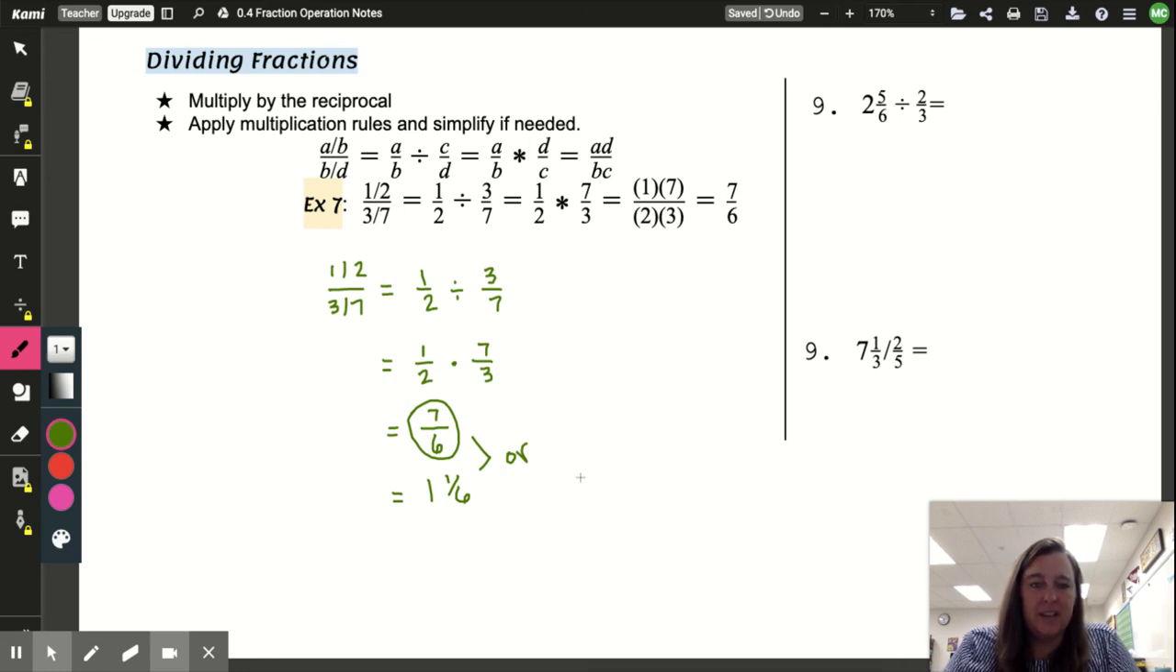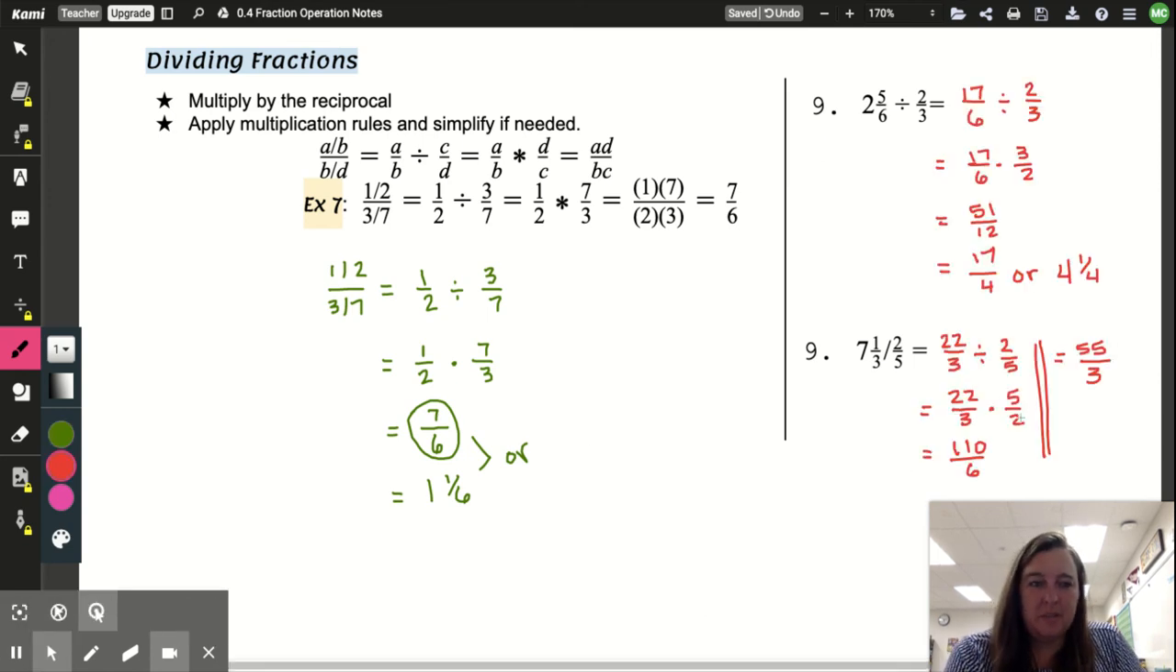Okay, so now pause again and work on number 9 and the second number 9. I don't know how that happened. But anyway, go ahead and try these two and then come back and check your work. Okay, welcome back to check your work here. On the first number 9, your answer should have been 17/4 or 4 1/4.